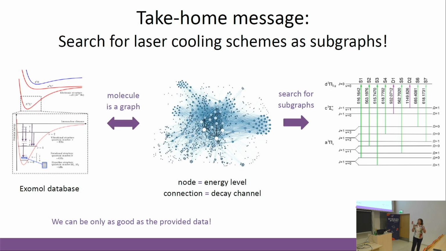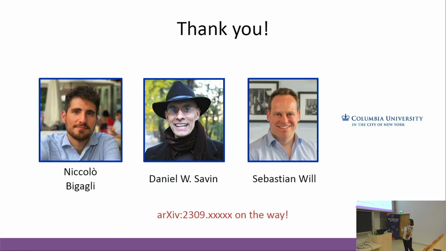Yes, so that's it. The take-home message is, if you change the representation of a molecule to a graph, you can take advantage of super parallelizable and efficient graph-based methods to search for a viable laser cooling scheme as subgraphs within this large graph. Disclaimer: we can only be as good as the data that we have, and in particular, we use the ExoMol database. And of course, I want to thank a lot my collaborators, Nicola, Sebastian, and Daniel, who's not here, and hopefully the arXiv paper is on the way. Thank you so much.